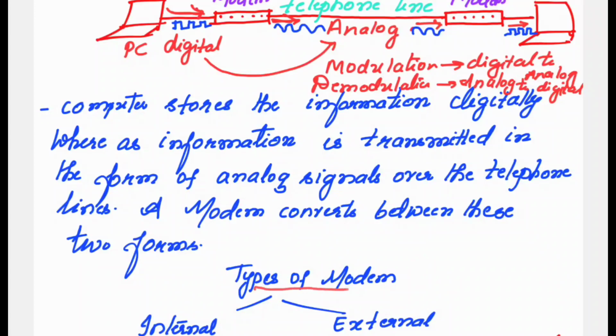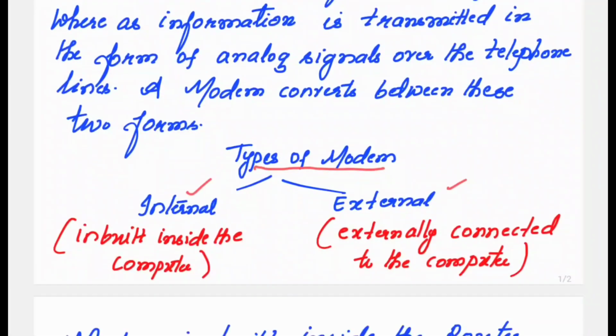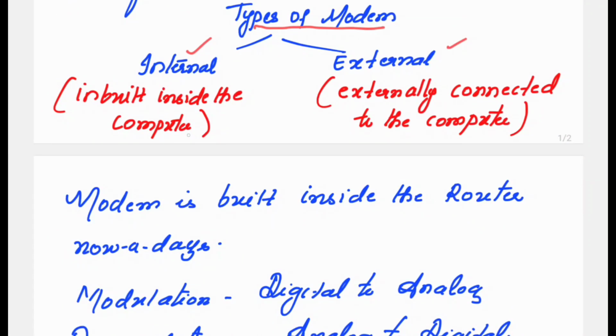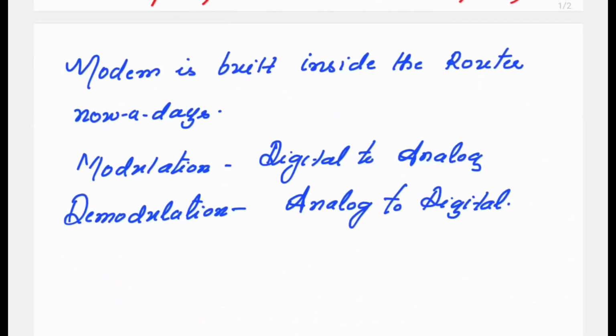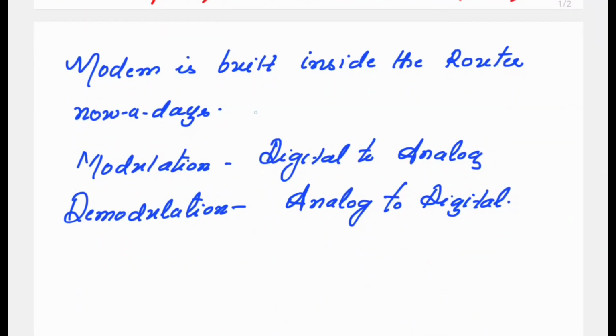Now let us see the different types of modem. One is called the internal modem and another is called the external modem. What is the difference between these two? Nowadays we have the modem built inside the computer itself, so we call it an internal modem. External modem is also available, that you can connect to the computer. And even a modem is built inside the router nowadays. Definitely the router is the one which is going to forward the packets of one network to another network.